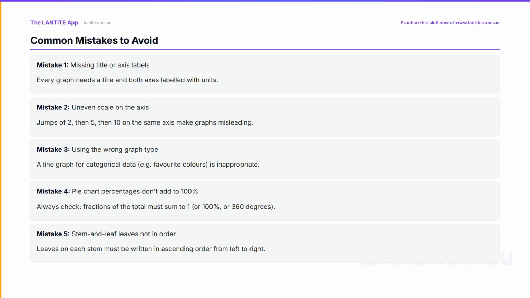Let's cover the most common mistakes. First, forgetting the title or axis labels. Every graph needs these. Second, using an uneven scale on an axis, like jumping from 2 to 5 to 10. This makes the graph misleading.